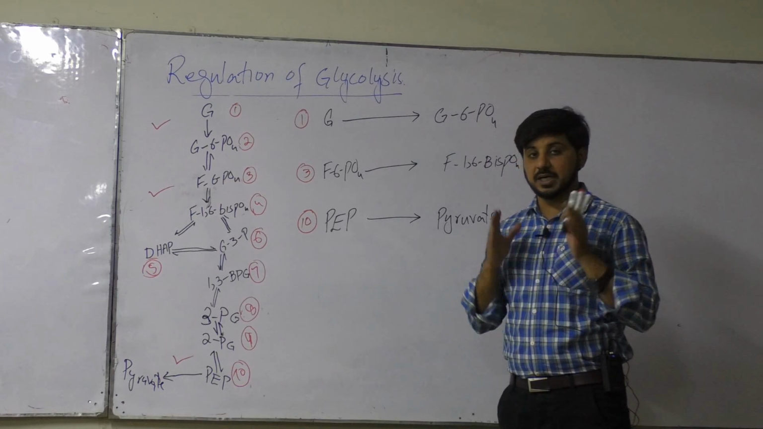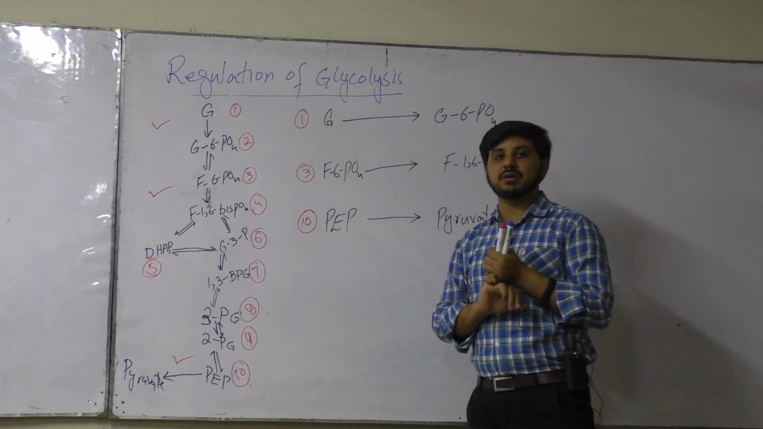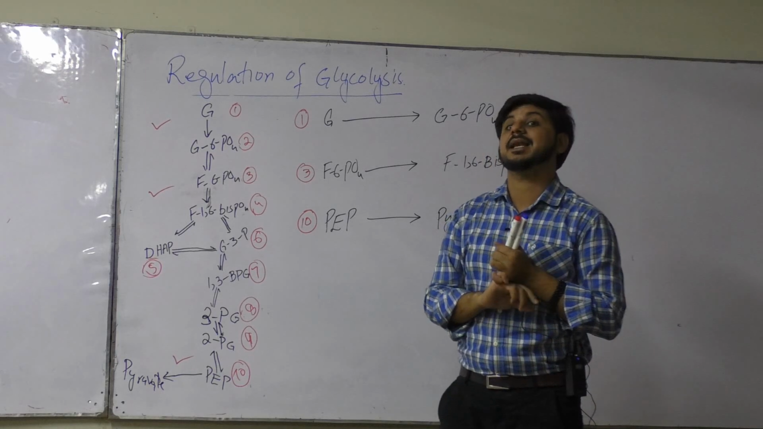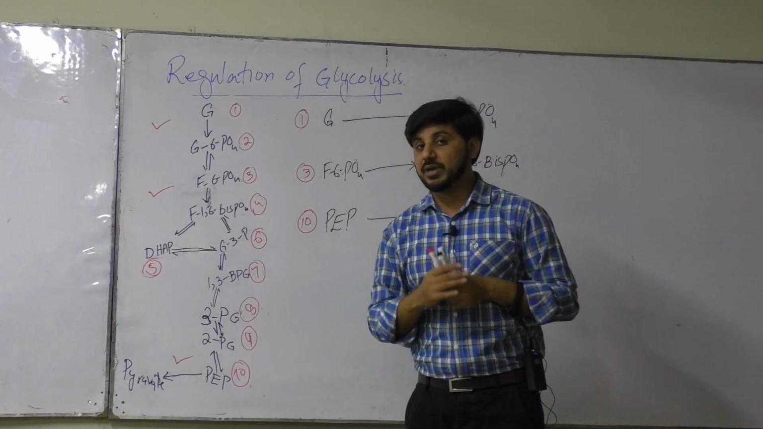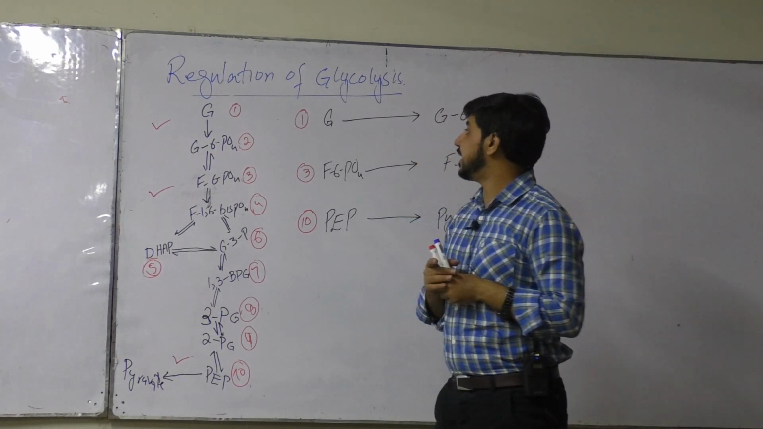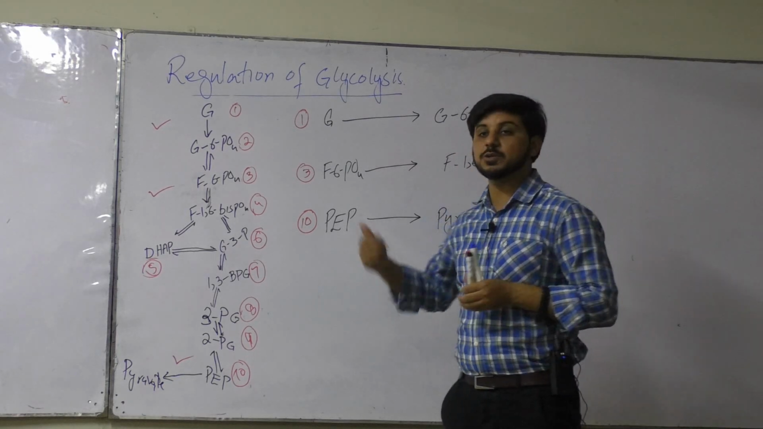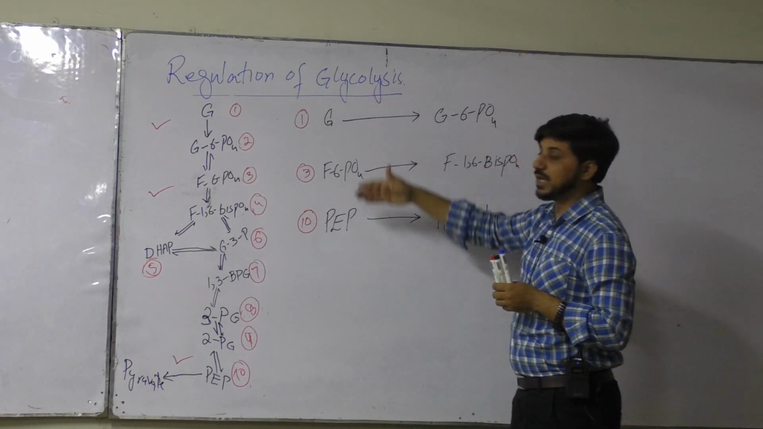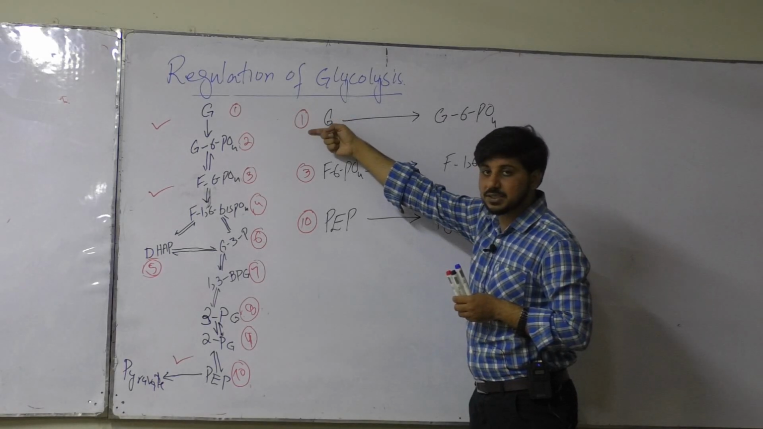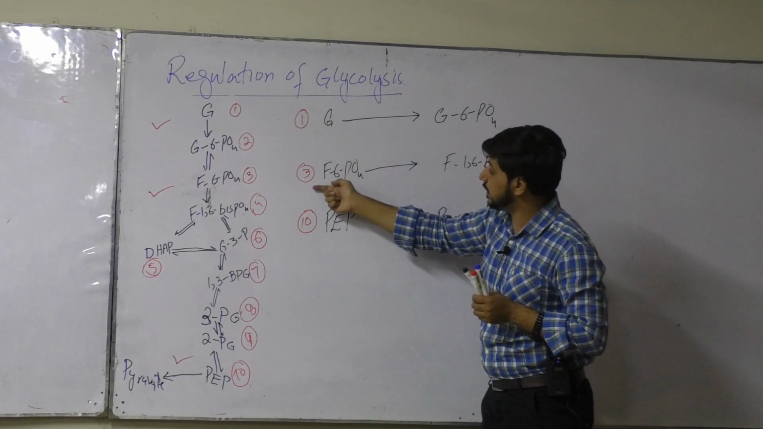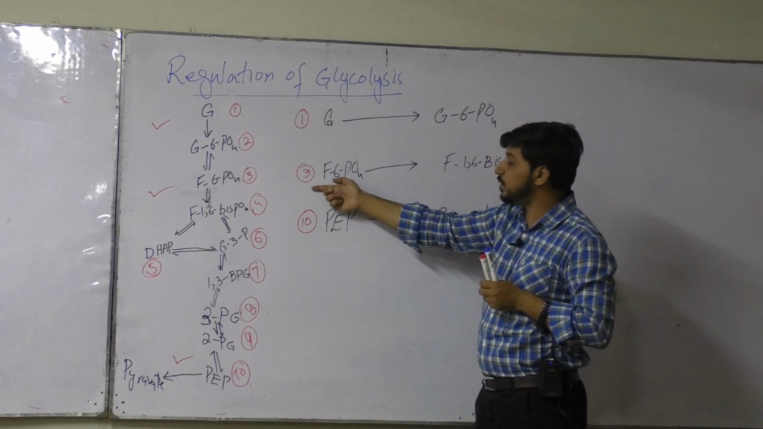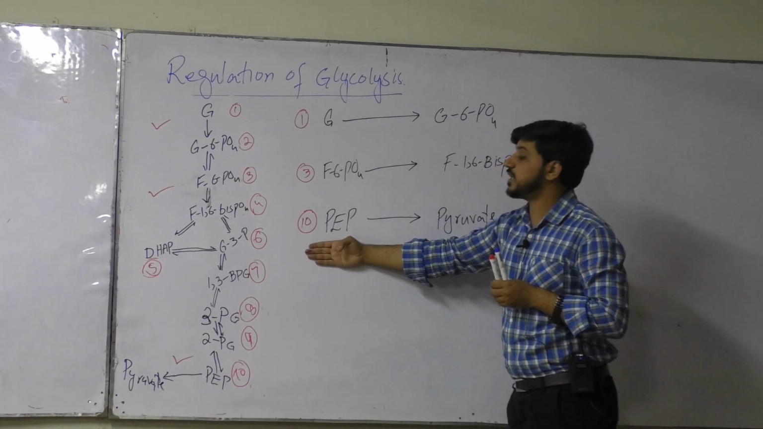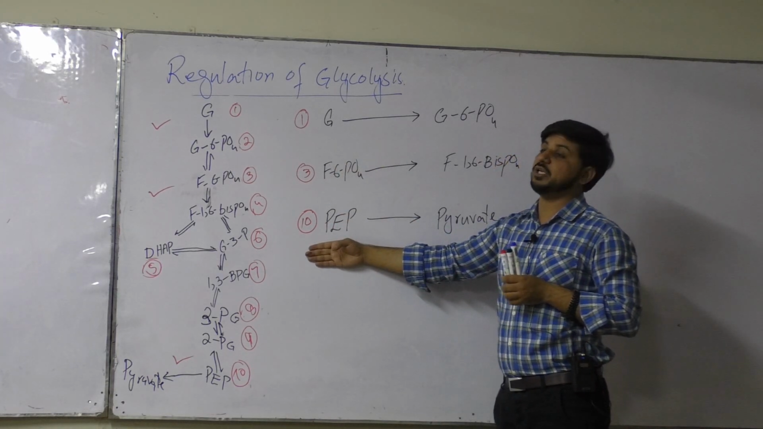Whenever you are asked to write down the regulation of glycolysis, always remember that all the chemical reactions which are irreversible in the glycolytic pathway will be the regulatory chemical reactions of this pathway. And what are those? Chemical reaction number 1 is a regulatory chemical reaction. Chemical reaction number 3 is also a regulatory chemical reaction. And reaction number 10 is also a regulatory chemical reaction.